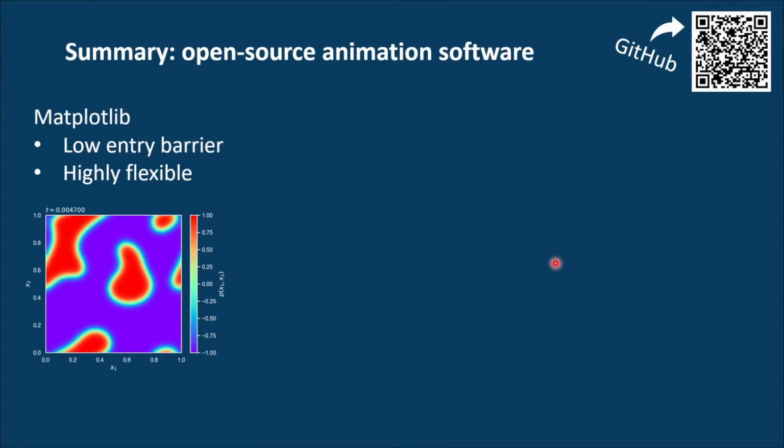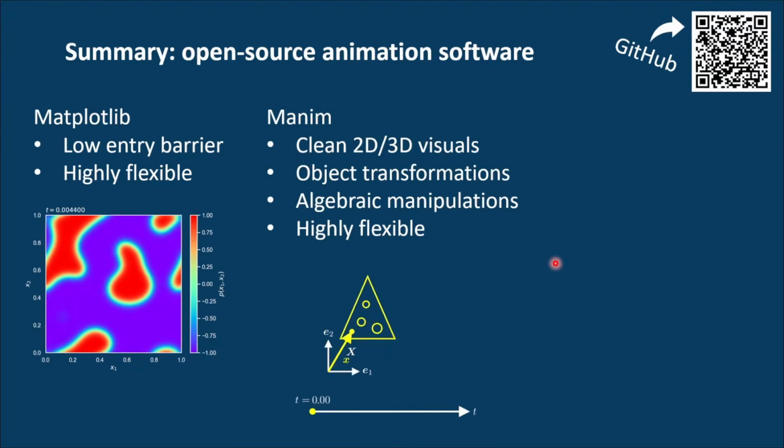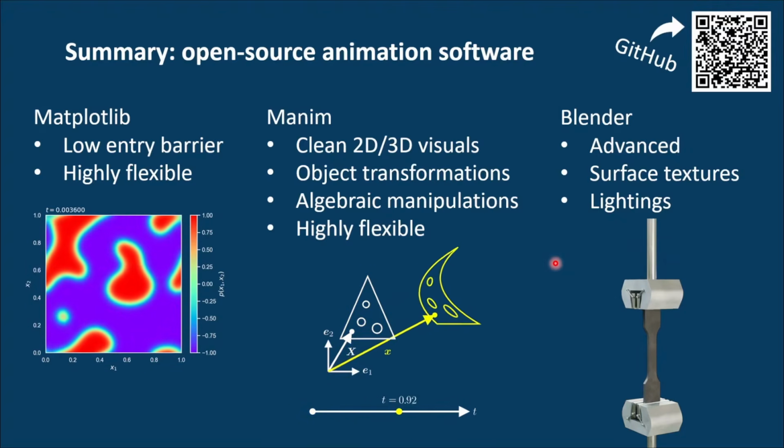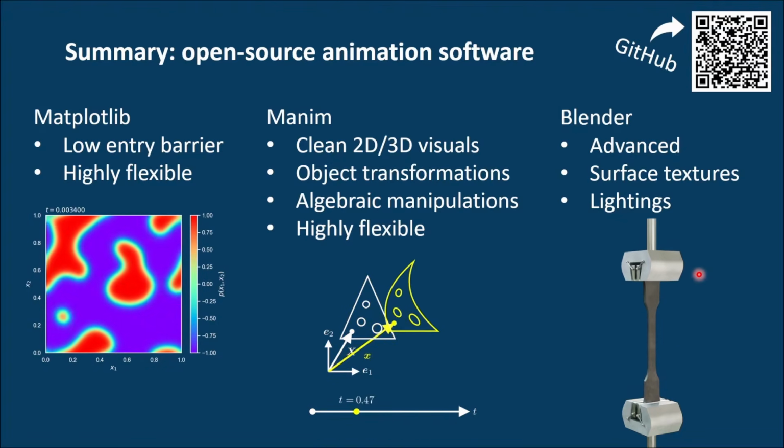Okay, maybe a short summary. I've shown Matplotlib. I would say this has a very low entry barrier and it's highly flexible. But if you want to have cleaner 2D and 3D visuals and object transformations and algebraic manipulations, then maybe Manim is a good choice. And finally, if you want to have surface textures and lightings and all these things, then maybe you can use Blender for your animations. I would say Blender is quite time consuming, but the results can look very nice.